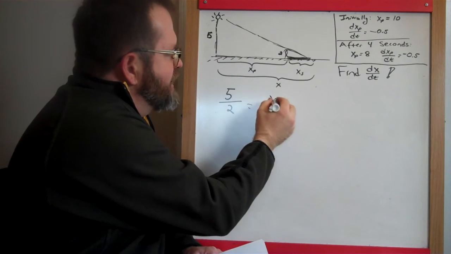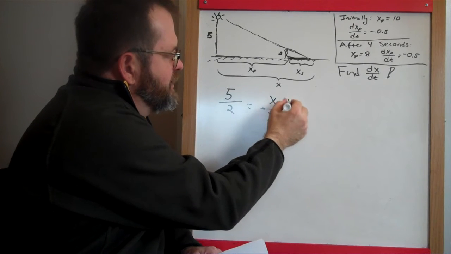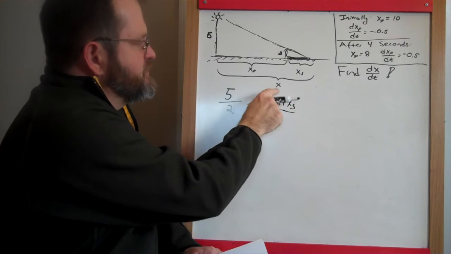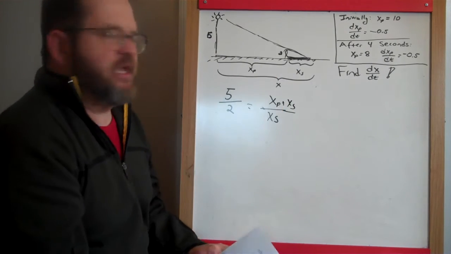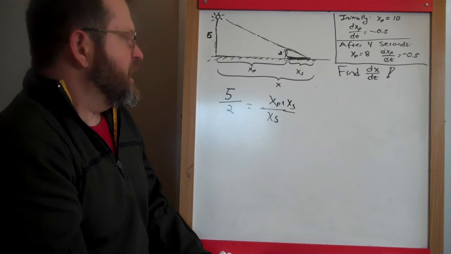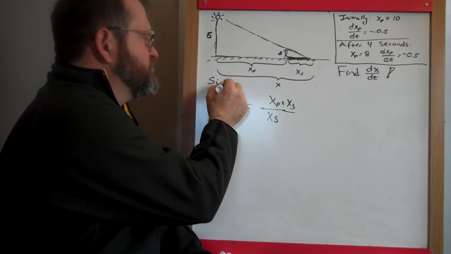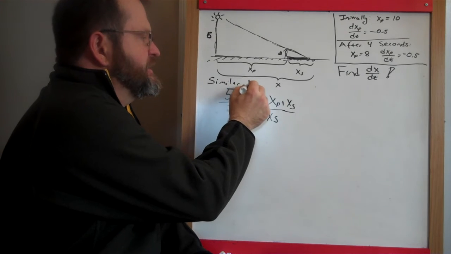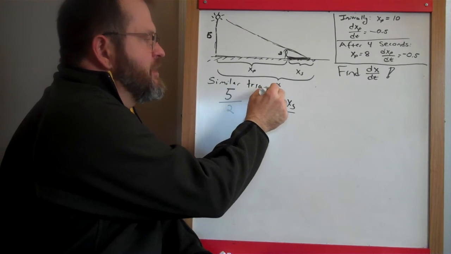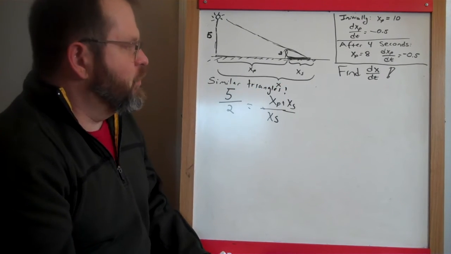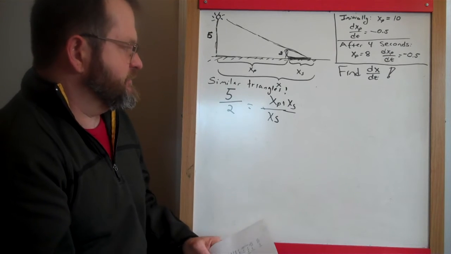Now, actually, let's expand that x right here into xp plus xs. Because remember, x is actually the sum of these two things. Alright, so this similar triangles trick is going to be hard to remember. But we'll do another example with that in a few minutes.